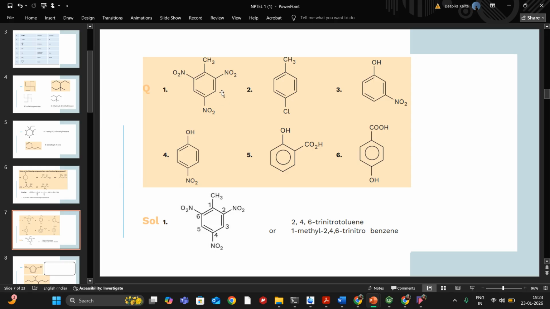So hence it will become 2,4,6 trinitrotoluene. So hence the numbers, if we name it as 1-methyl 2,4,6 trinitrobenzene, the numbers will be 1, 2, 4, 6. Hence, you can try to name all these 5 other compounds also.